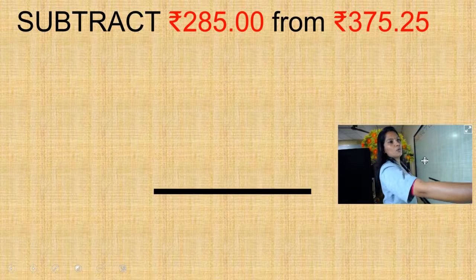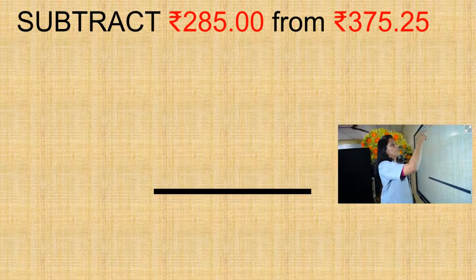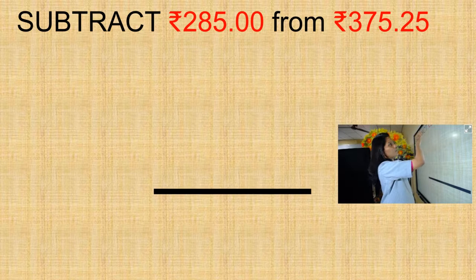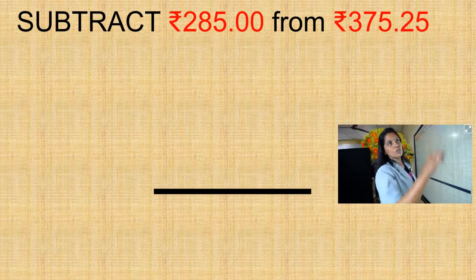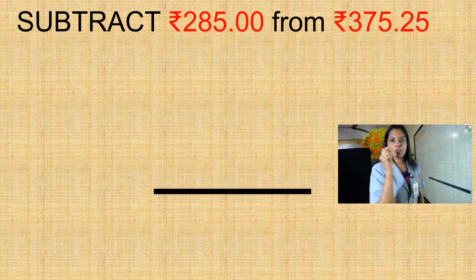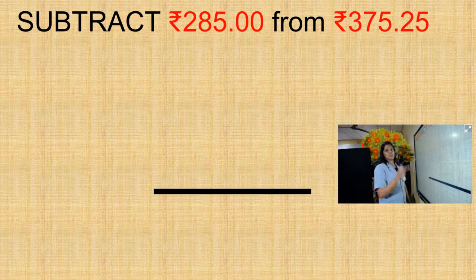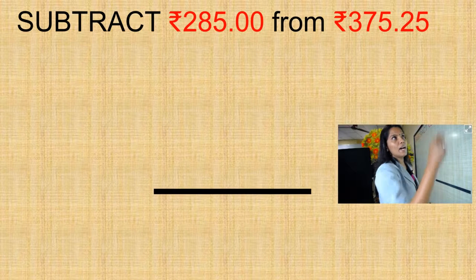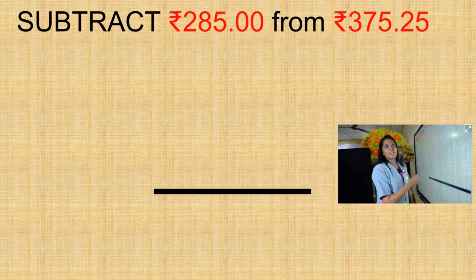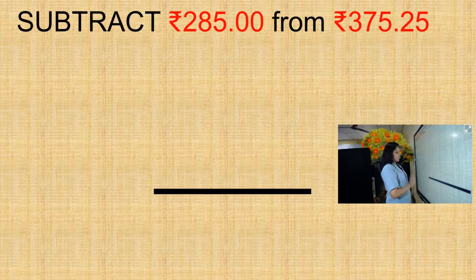Now here is the first question for you. Rupees 285. You have to subtract rupees 285 from rupees 375.25. That means 375 rupees and 25 paise. So can you say which one is big? Which amount is big? This amount, that means 375 rupees and 25 paise, is the greater amount. So you have to write that number first.